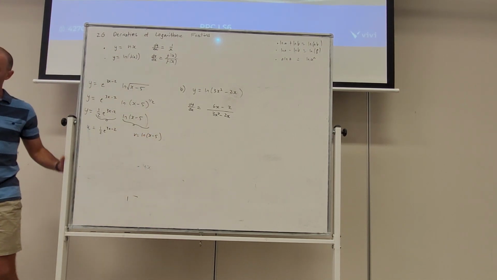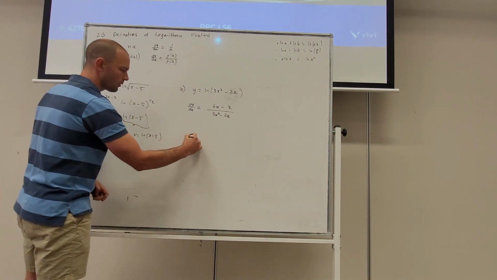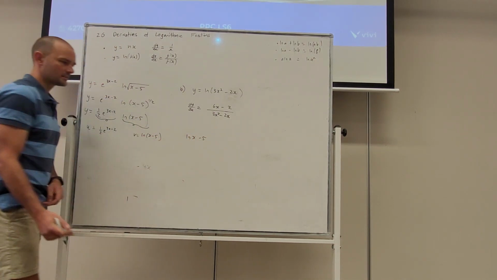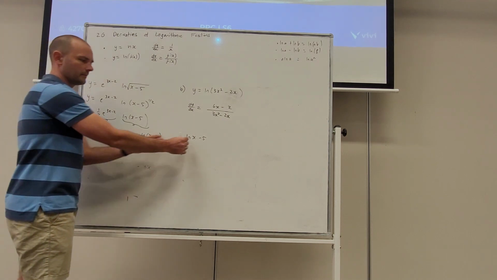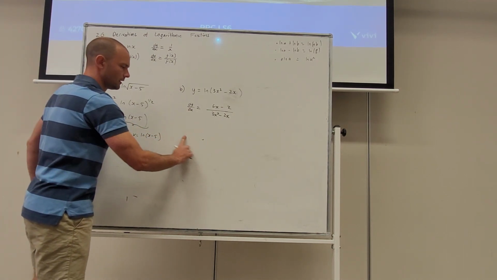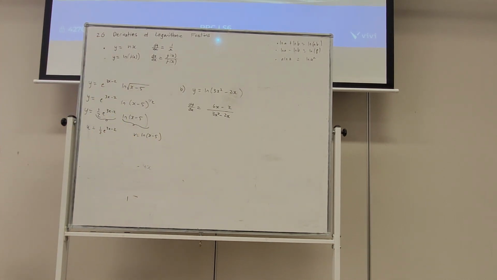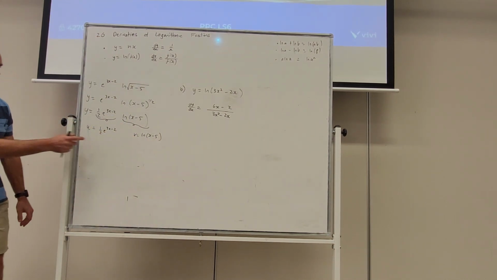All right, now, good habit, put brackets around your ln's, because if you write this, it's really unclear whether it's ln of x and then take away 5, or whether it's ln of x take 5. All right, so we must put brackets around our ln's. Okay, so we've got u, we've got v.